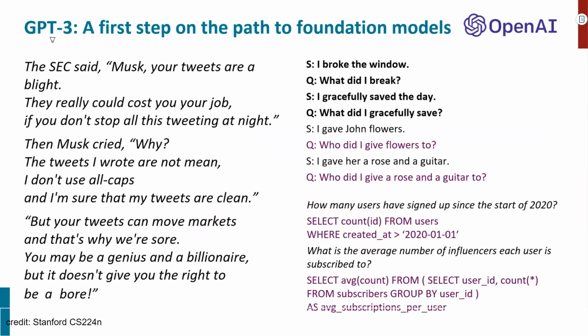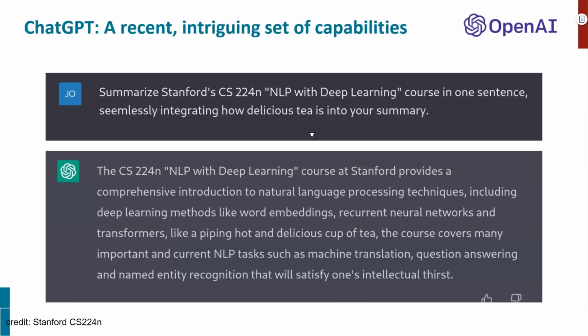And some of you, I guess all of you, have heard of GPT-3. This was a first step on the path to foundation models. This was developed by OpenAI, and you can have some dialogue with this machine. However, the very first versions were not that powerful. However, as ChatGPT came out, all the people now talk about large language models. This is a recent and intriguing set of capabilities.